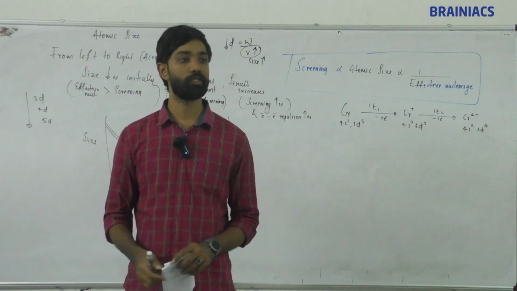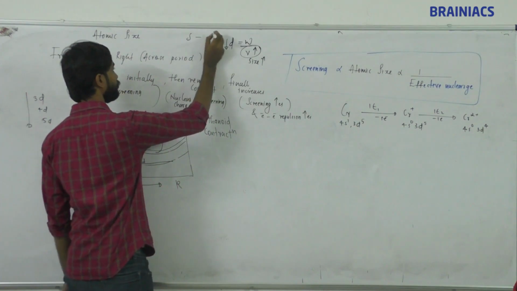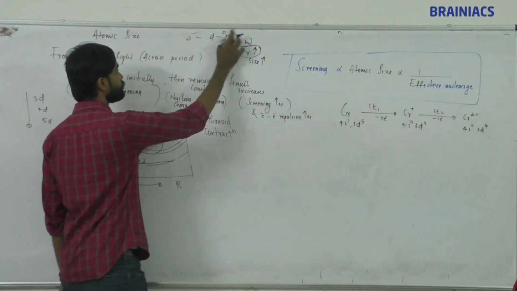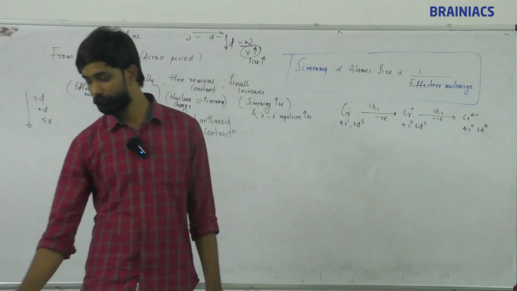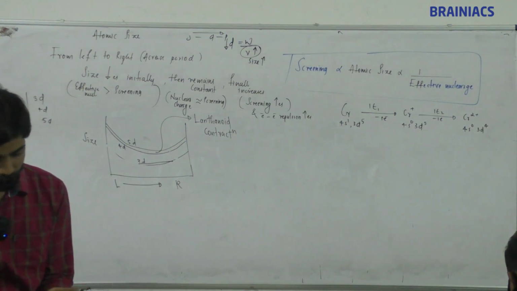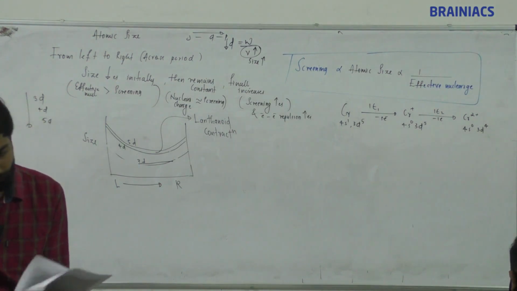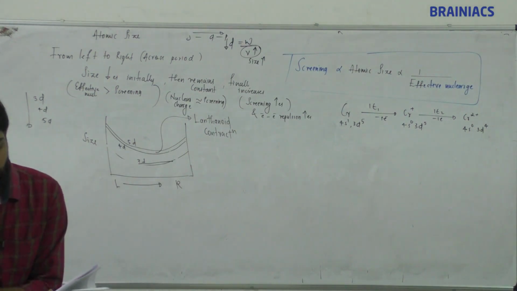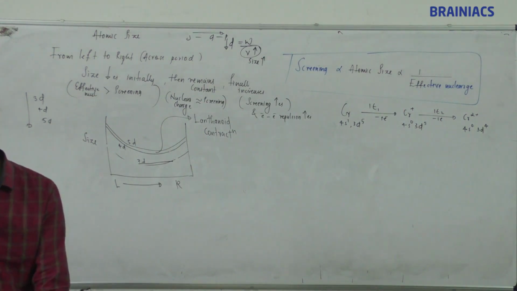So what about the size of S block and D block elements? From S block to D block elements, what is the idea about size? Size decreasing, so density increasing. So the first point, density: D block elements have high density compared to S block elements.